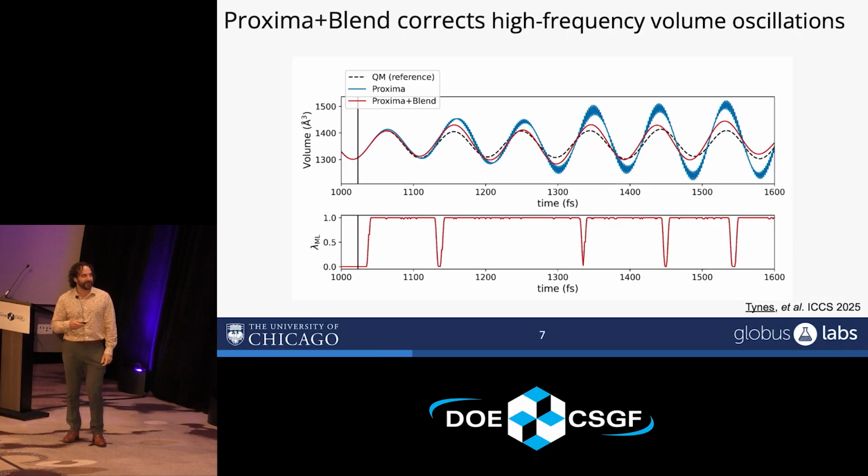And we can see this working. On the bottom we have lambda changing slowly over time, and in the top in the red line we can see that we're tracking much more closely to the quantum mechanical reference. We don't see these high frequency volume oscillations, and this amplification is much smaller. So this is something we're happy with, but we're really just looking at 1 degree of freedom in the simulation, just the volume. When we run molecular dynamics, we're often interested in more complicated structural and dynamical properties.